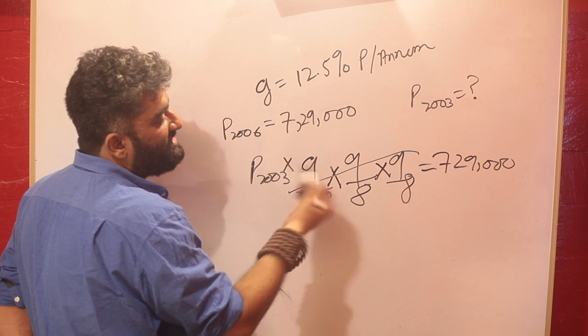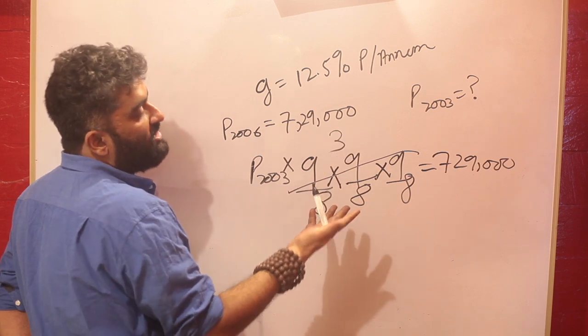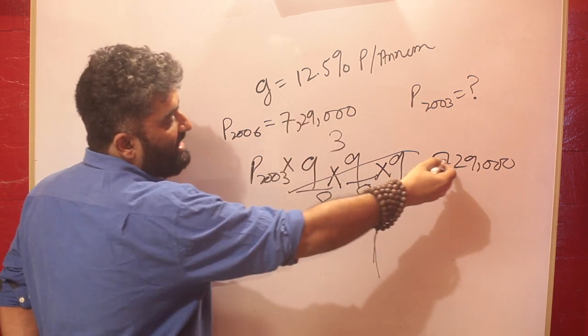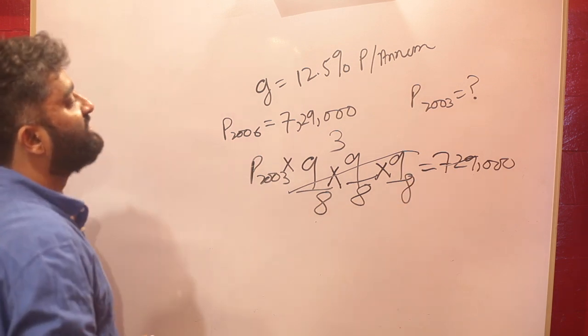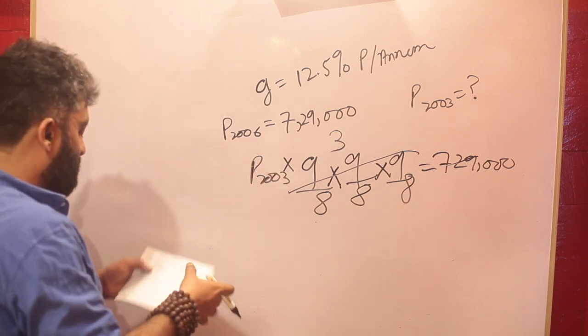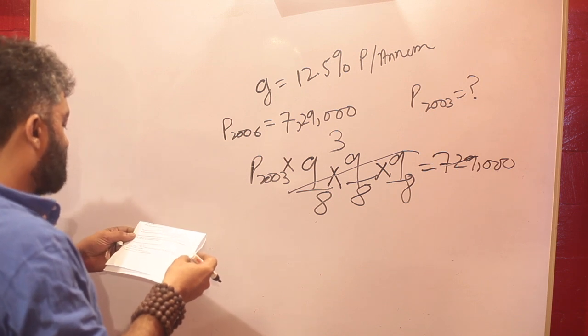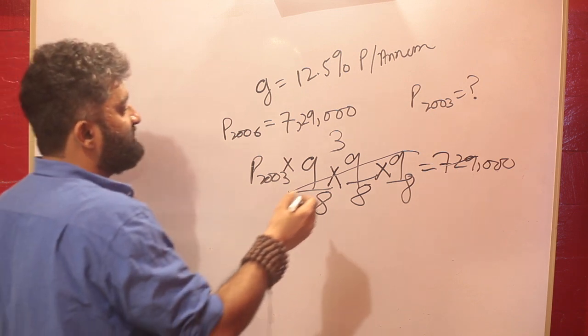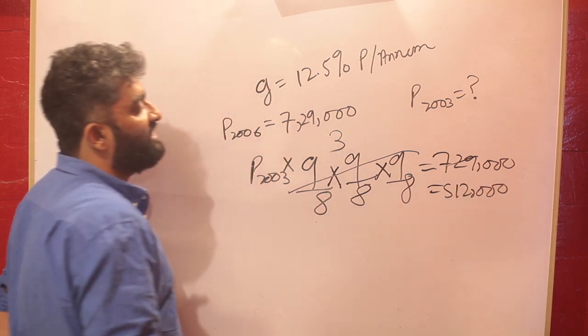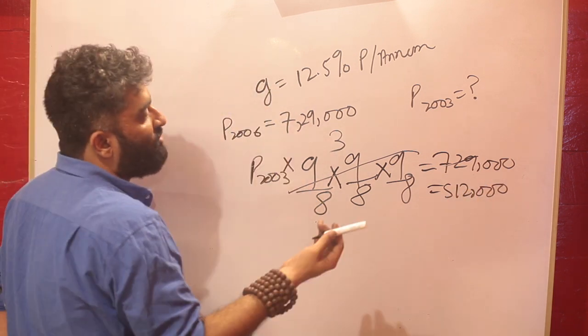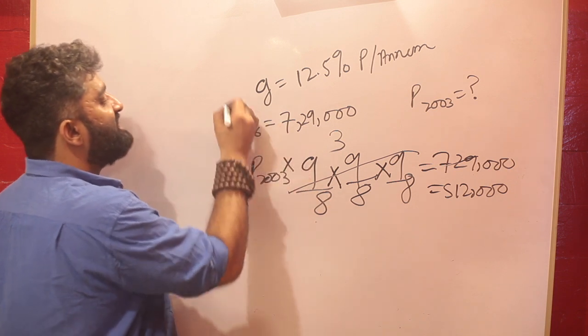This should have been fairly easy. This is 9 cube, right? So in this particular case, this gets cancelled and we get 8 cube, right? So the 2003 population for this country was 5,12,000 in 2003, right?